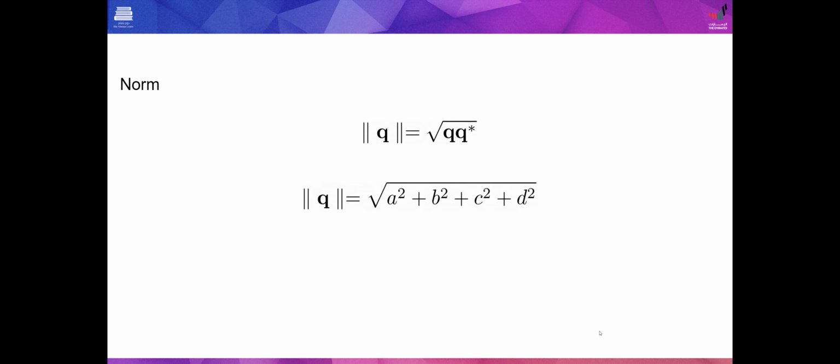The norm of the quaternion can be found as the square root of the quaternion multiplied by its conjugate, or by taking the square root of the sum of the squares. So if we have a norm of 1, that would be a unit quaternion. The inverse of a quaternion can be found as the conjugate of the quaternion divided by its norm. In the case of a unit quaternion, where the norm is equivalent to 1, the inverse of a quaternion is simply the conjugate of the quaternion.